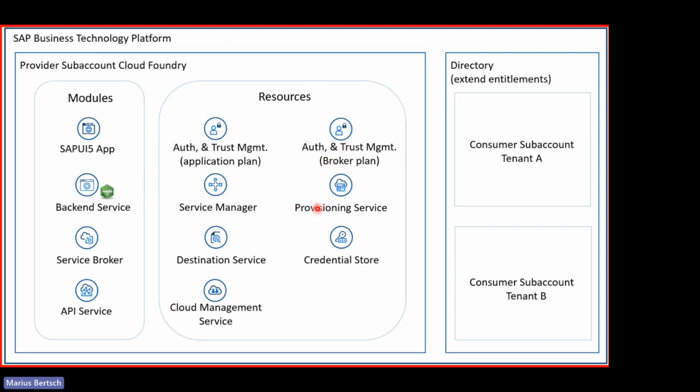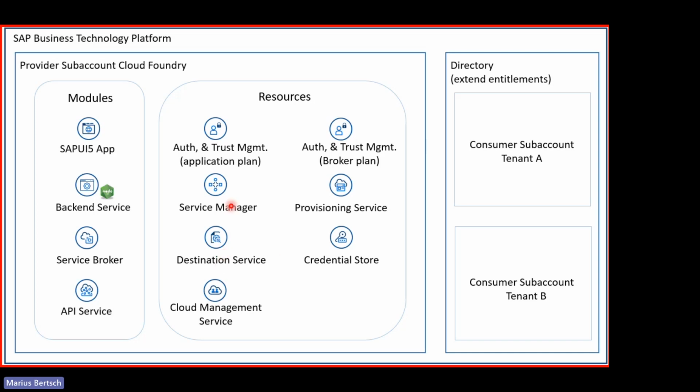Now we come to the resources part. Resources are services provided by SAP. For our multi-tenancy application, we need two authentication services, one to authorize the SAP UI5 app and one to authorize the API service for each consumer sub-account. And the service manager and provisioning service, I come to after that. We have at last the destination service and credential store for the admin app where we automate the onboarding process.